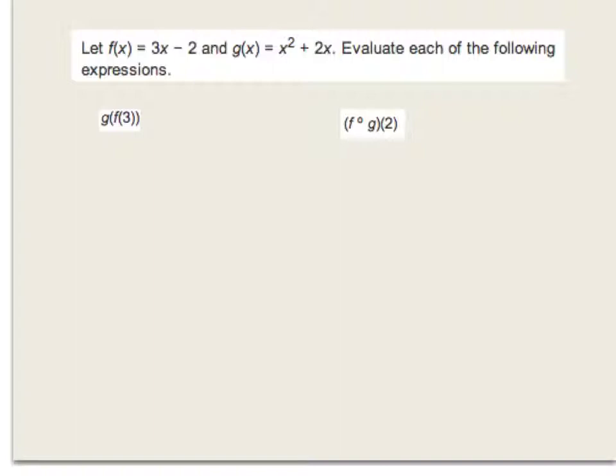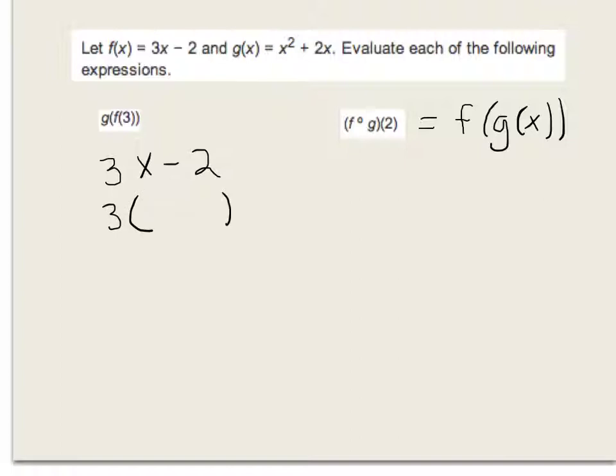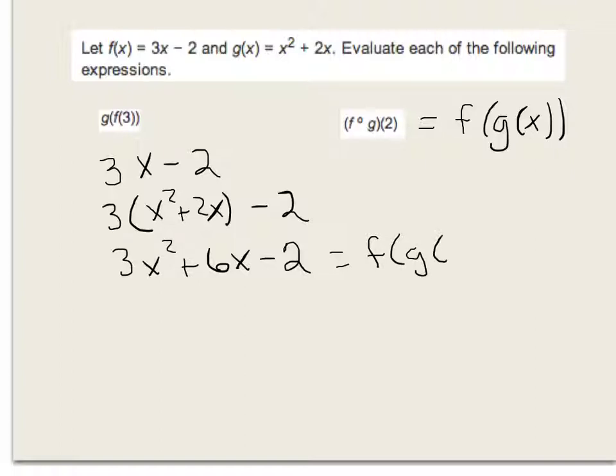Now on to the second one. Different notation, but same idea. We have f of g of x, which is the same as saying that we want g inside of f. So if I have f of x, and I want to place the g inside of it, I'm going to put x squared plus 2x in those parentheses. Distribute the 3. And this is my f of g of x.